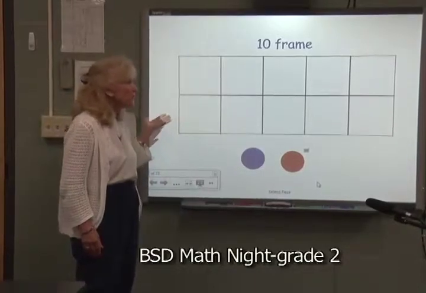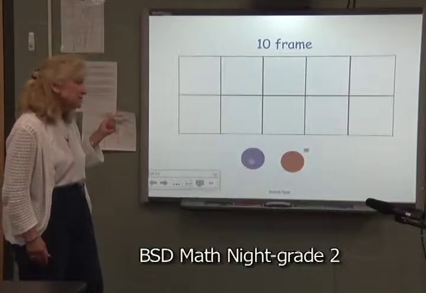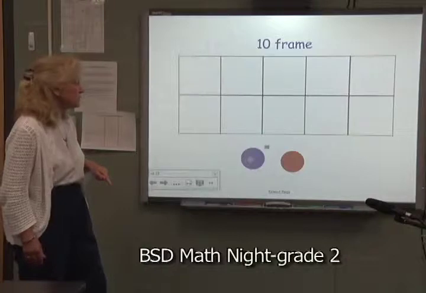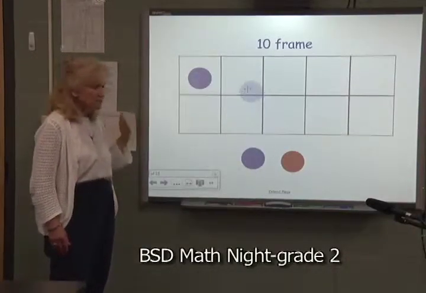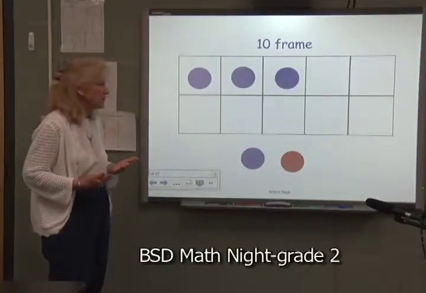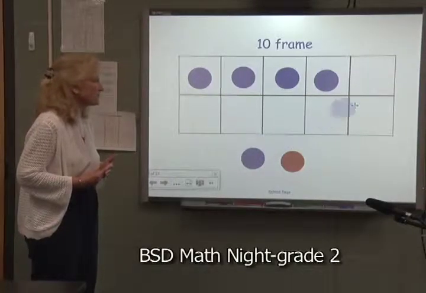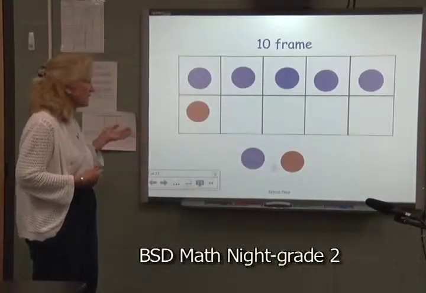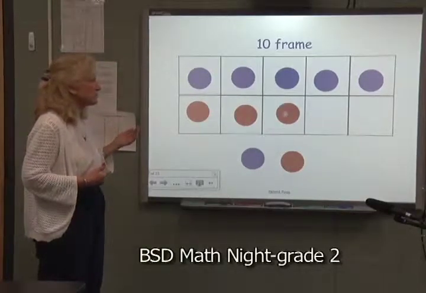Sally, let's show us how 8 is really a 5 and 3 more. Sally's going to show us 5 blue, and she's going to start filling in from the left and move to the right. This is the way we want you to fill in a 10 frame with your child. We will have 5 blue, and we'll have 3 more. And we see that an 8 can be decomposed, broken apart to 5 and 3 more.